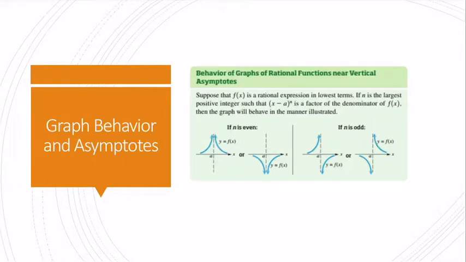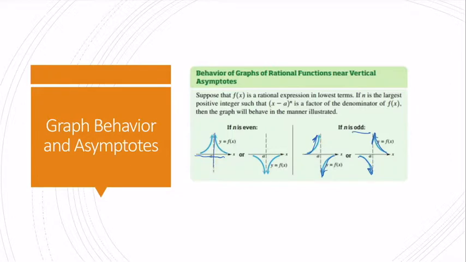So let's talk about the behavior of graphs of rational functions near their vertical asymptotes. If n is even, and (x - a)^n is a factor of f of x, then the graph will behave in the manner given. If n is even, they both approach the asymptote together, whereas if n is odd, it is going to have one above and one below. So why don't we go ahead and practice graphing some of these.